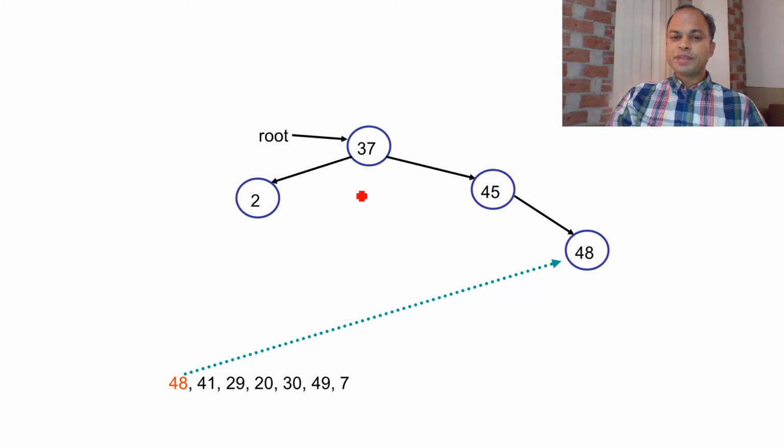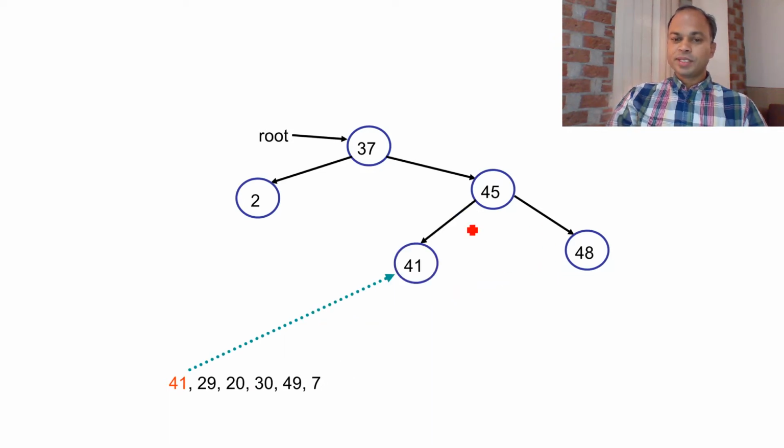After 48, we have to insert 41. This 41 is compared with 37. 41 is greater than 37. We are at 45. This 41 is lesser than 45. We have to insert 41 in the left hand side of 45. Therefore, 41 has been inserted.